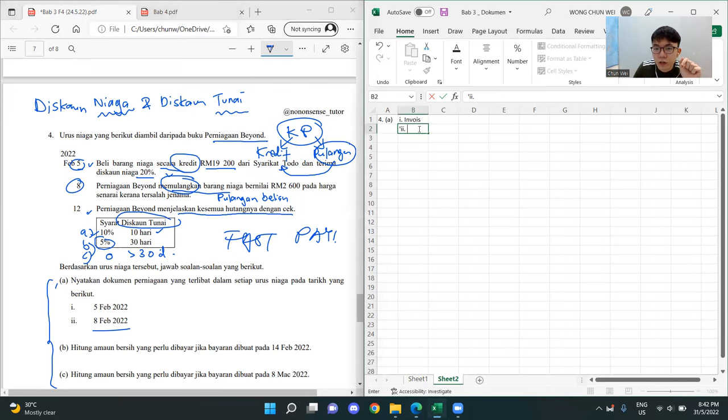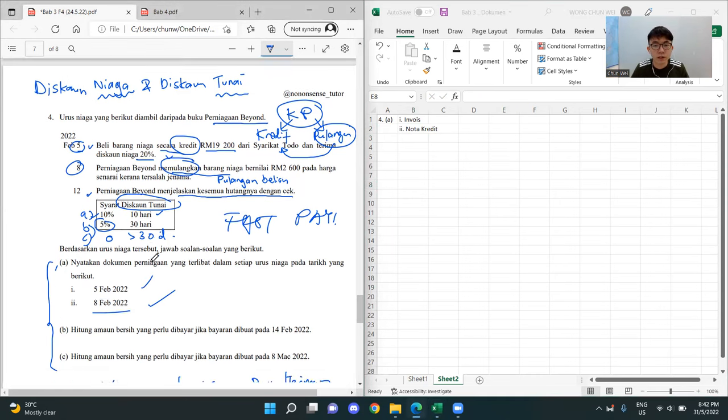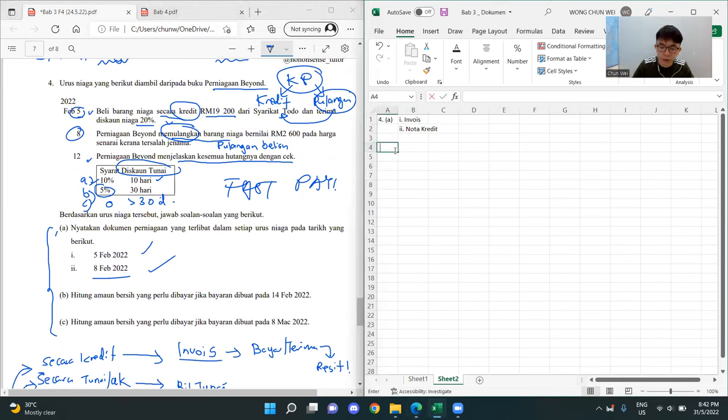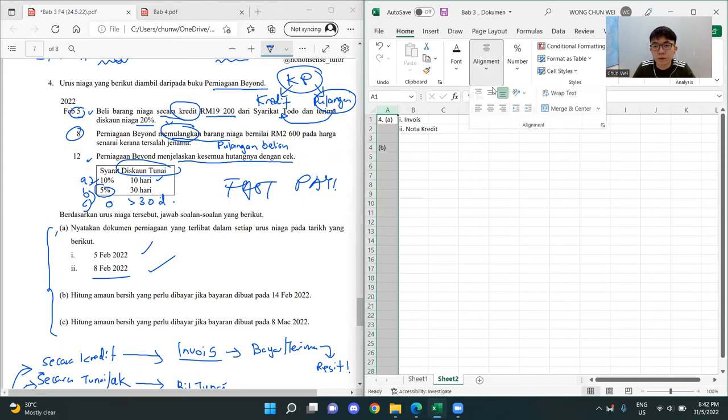But it's not just credit. We have to call it a nota. You have to put a nota in front, called a nota credit. So this is very simple. Pulangan must be nota credit. Okay, so that's it, done for A1 and A2. Now we go to B. What about B?